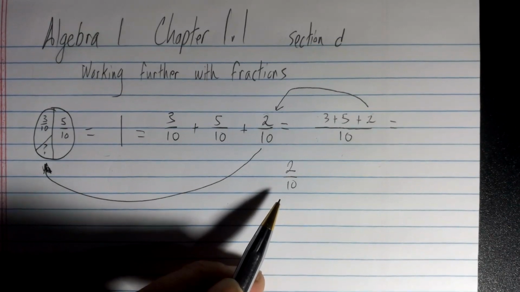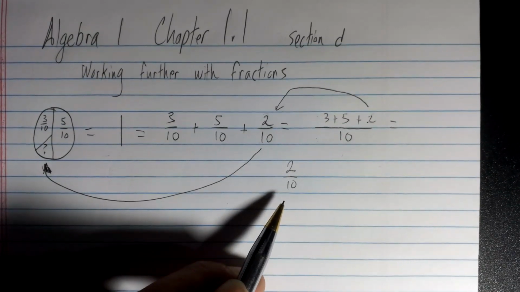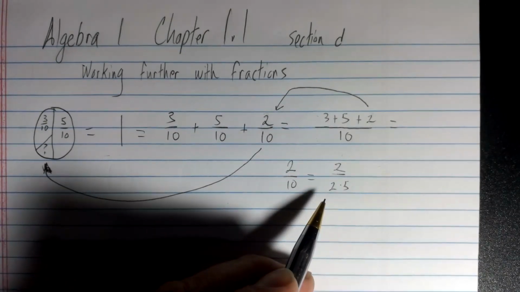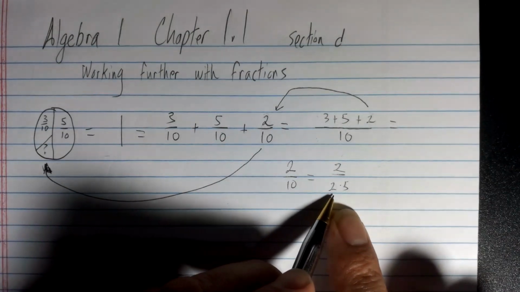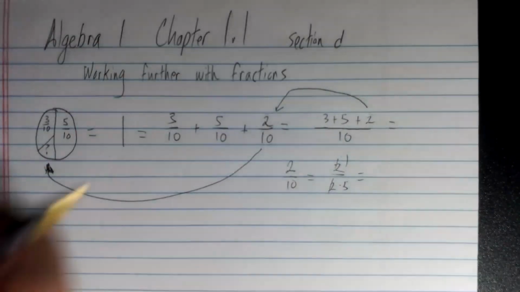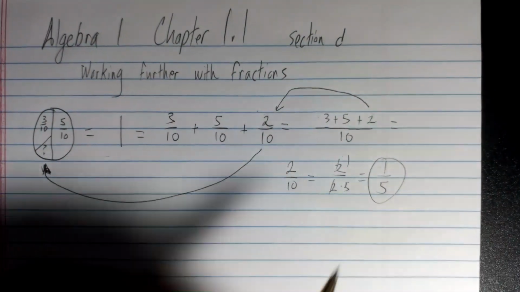So 2/10 works, but it's not reduced. In other words, we could manipulate a little bit here. As we did in previous sections, the 10 becomes a 2 times a 5, and our 2's cancel out, and we're left with a 1 on top, so our final answer is going to be 1/5.